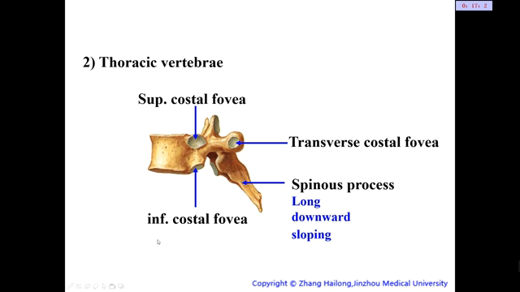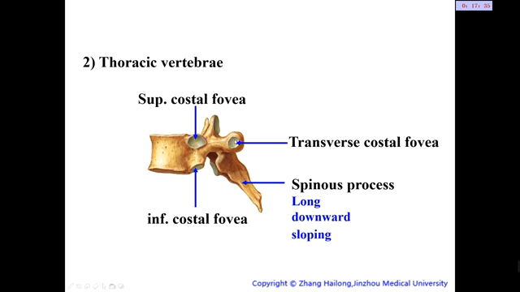Okay, now let's see the thoracic vertebrae. A thoracic vertebra has a body and an arch, and at the same time has superior and inferior articular processes. Here is the superior, here is the inferior articular process, the transverse process, and the spinous process. At the same time, it has some special structures: superior costal fovea, inferior costal fovea. Fovea means a depression on the surface of the bone.